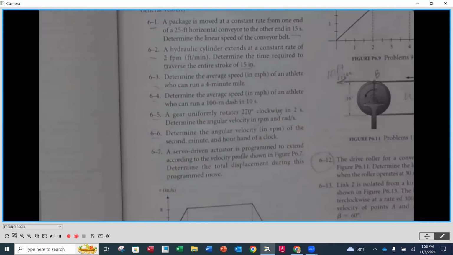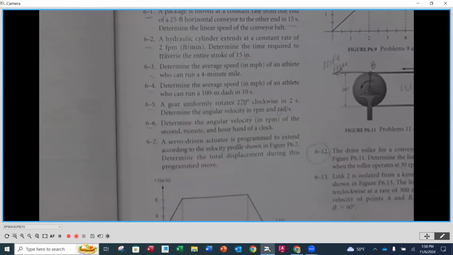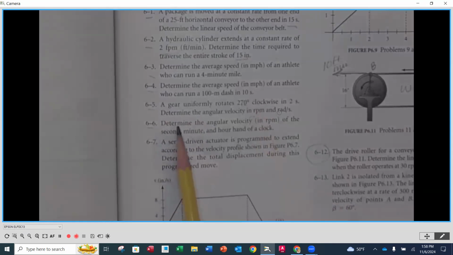Number 3, determine the average speed in miles per hour of an athlete who can run a 4-minute mile. That's just a conversion. They can go 1 mile in 4 minutes. Okay. How many miles per hour is that runner going? Number 4, determine the average speed in, I already did that one.